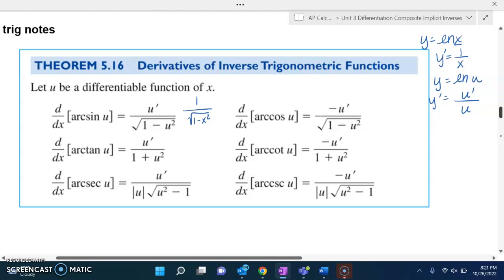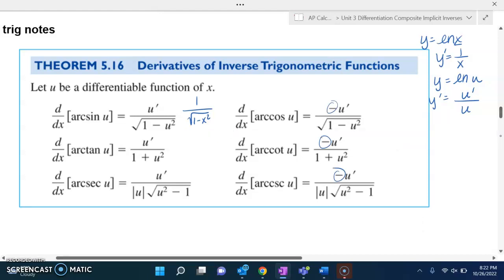Secant, which is not common at all on the AP exam. Okay, so this one, you have the square root of u squared minus 1 in the bottom, the absolute value of u, and then u prime up top. Then these three, if you notice, they're the exact same as these guys, just negative.